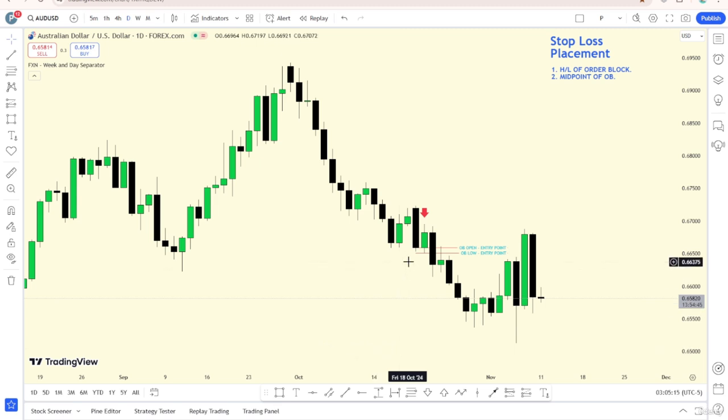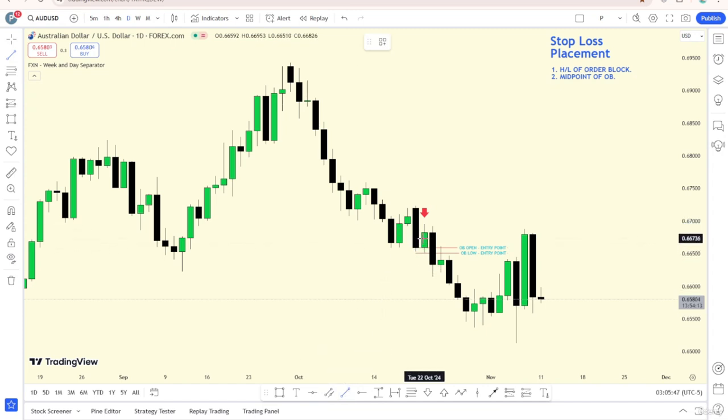Basically, we had that order block that we're looking at as our example. We already looked at the opening as our entry point and also the low of the order block as our entry point. This is a bearish order block. Within this bearish order block, when it comes to stop loss placement, you can either place it at the high or low of the order block or the midpoint of the order block. The high or low of the order block is the most conservative place you can place your stop loss. So I'll start with that one.